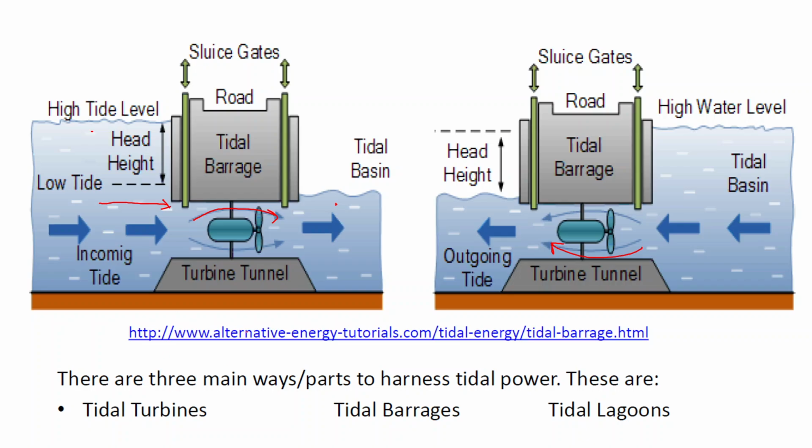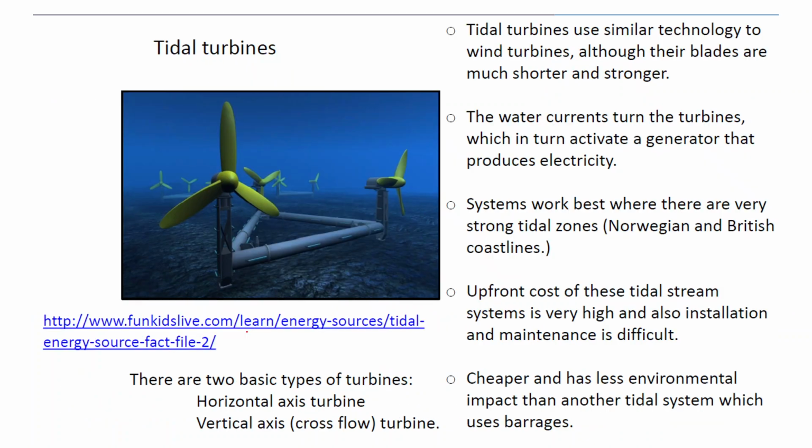So there are three main ways to harness tidal energy. These are tidal turbines, tidal barrages, and tidal lagoons. Tidal turbines are basically similar to wind turbines, but as we know the density of water is more than air, so the blades of these tidal turbines are shorter and stronger compared to wind turbines. The water current turns the turbine, which in turn activates the generator and produces electricity.